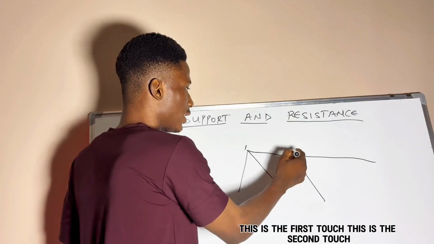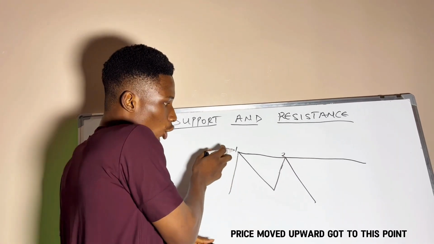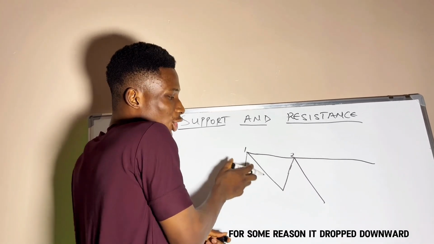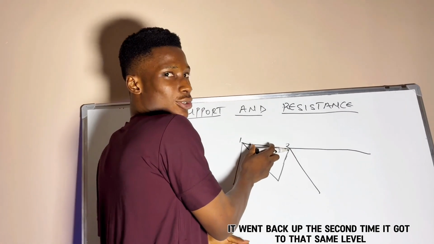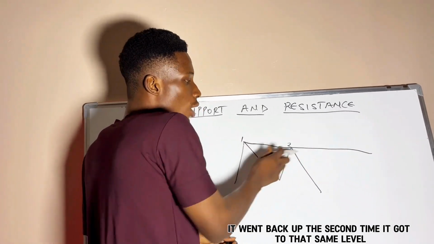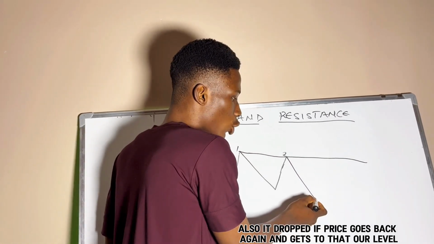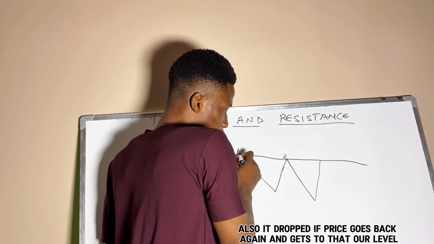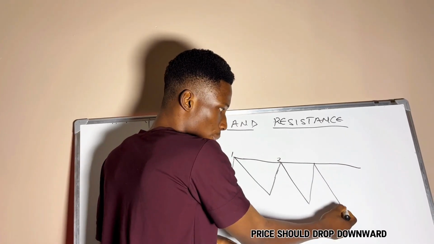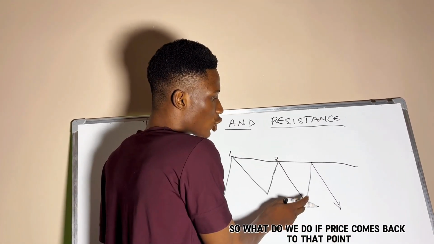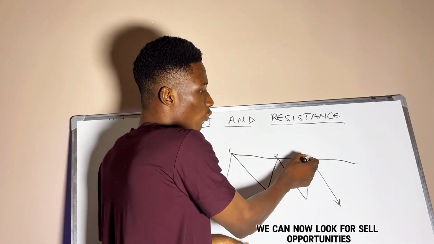This is the first touch, this is the second touch. The price moved upward, got to this point. For some reason, it dropped downward. It went back up the second time, got to that same level. Also, it dropped. If price goes back again and gets to that level, price should drop downward. So if price comes back to that point, we can now look for sell opportunities.